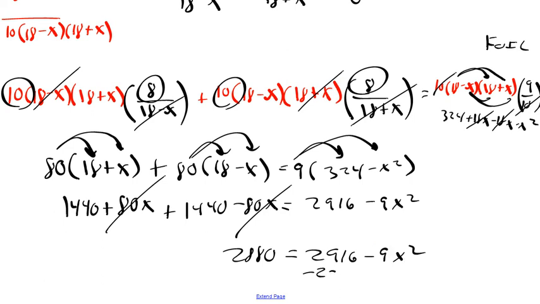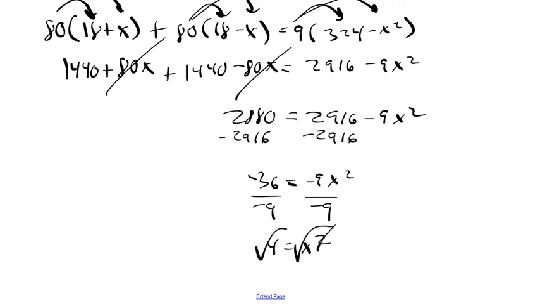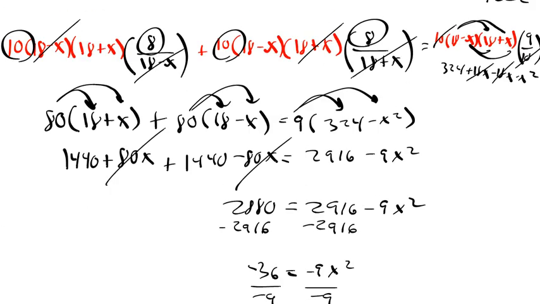Let's subtract 2916 from both sides. If I subtract that, we get negative 36 equals negative 9x squared. Divide both sides by negative 9, and we get 4 equals x squared. Man, this thing came out nice. Take the square root of both sides to get rid of the square, so x equals plus or minus 2. Cool beans.